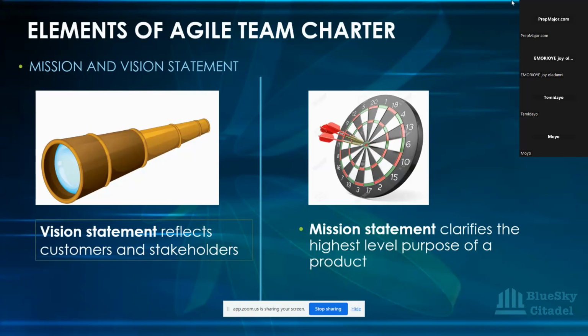And for the mission statement, a mission statement is concise and it clarifies the highest level purpose of a product. It helps us to understand, at the highest level, why this product is very, very important. It is usually a to-the-point statement. It summarizes the whole project. It makes everyone understand where we are going as a team and what we need to achieve, and it shows what purpose the product is for.